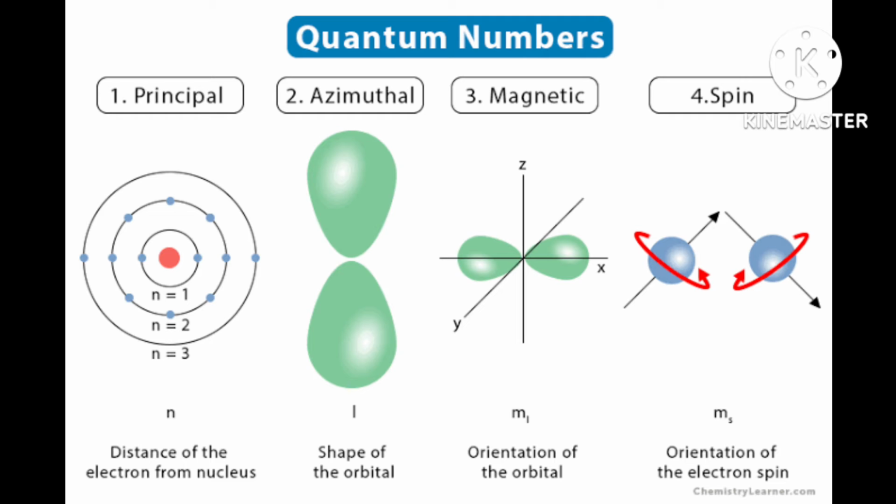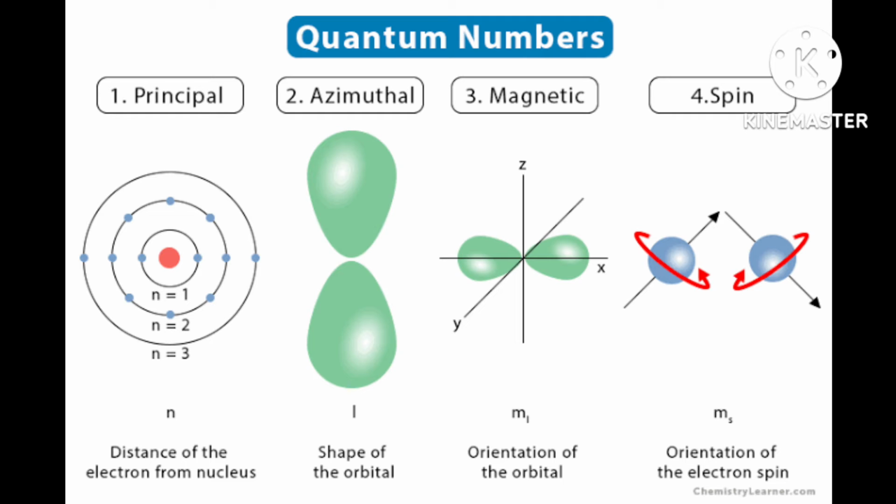Means how many subcells will be there? Then 2l plus 1. l is the azimuthal quantum number. Now I am telling you again. Listen carefully. This formula you keep in mind. 2l plus 1. This formula you keep in mind. That is the relation between n and l.